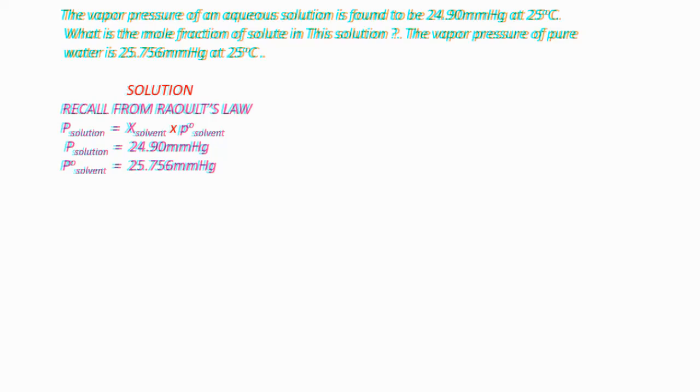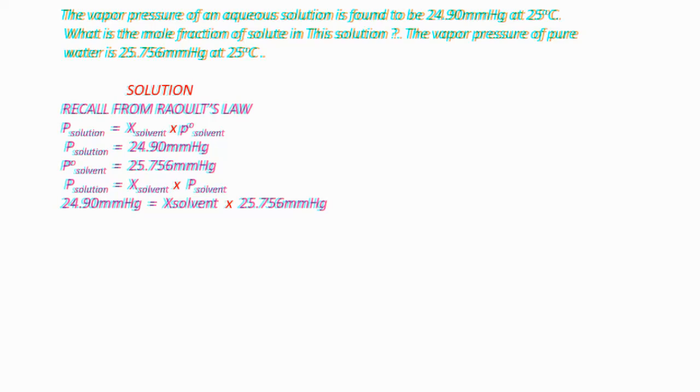The mole fraction of the solvent is not given to us, and that of the solute is not given to us, but they say we should calculate that of the solute. So using this relation, since the vapor pressure of the solution is given and that of the solvent is given, we will substitute directly. So P solution equals X solvent times P naught solvent. Now our P solution is 24.90 millimeter of mercury and our X solvent is not given, times 25.756 millimeter of mercury. That's the value of our P naught solvent.